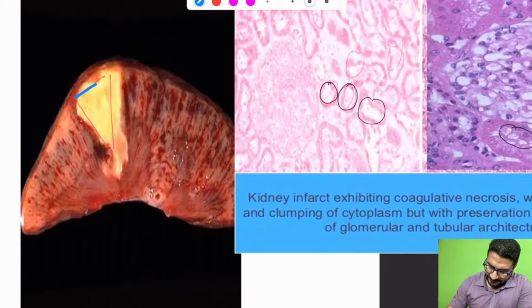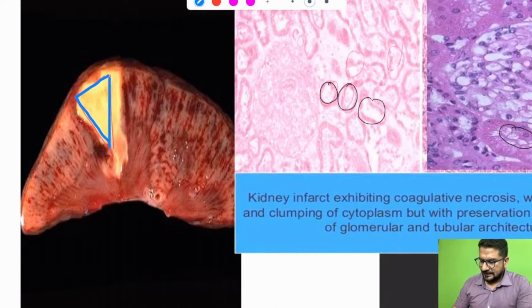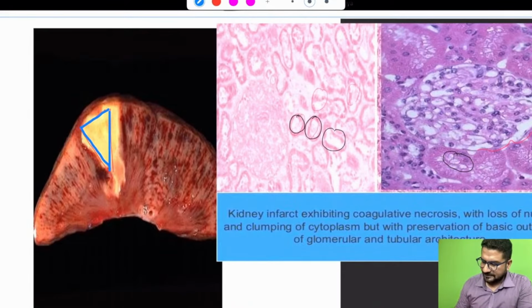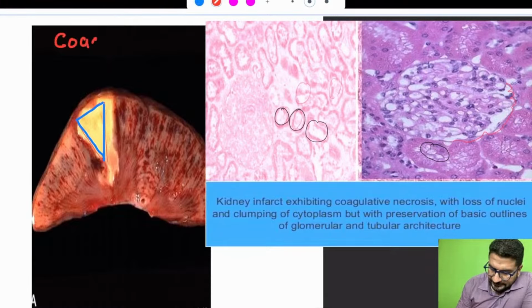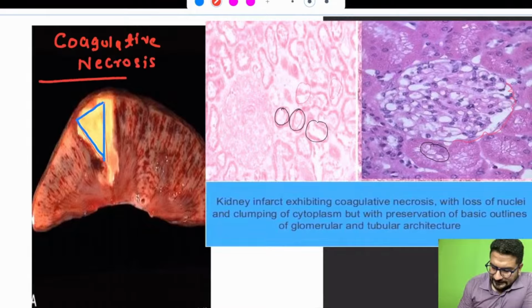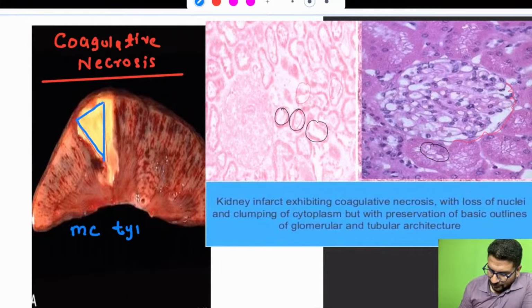This is a typical wedge shape infarct. Then here sometime you will notice nucleus कभी कभी गायब हो जाएगा. Sometime nucleus is there, sometime nucleus is not there, right? So this is what we call coagulative necrosis. Coagulative necrosis, understand this thing, this is the most common type of necrosis, and sometime in this necrosis nucleus will disappear, right?